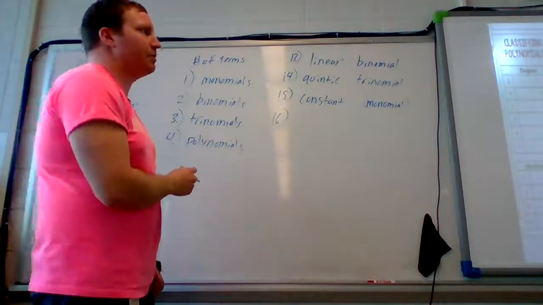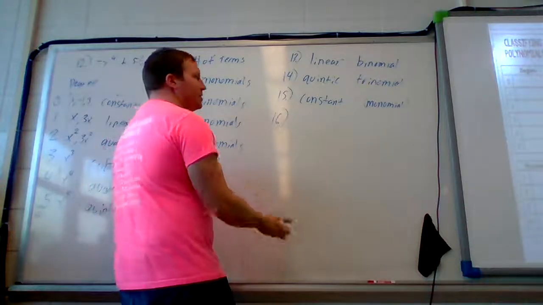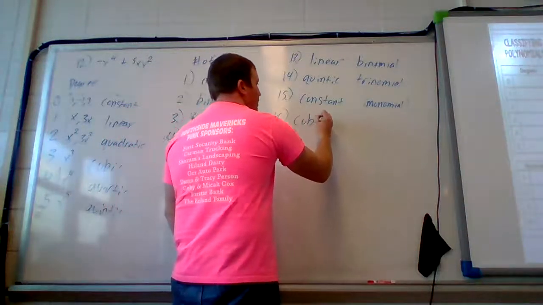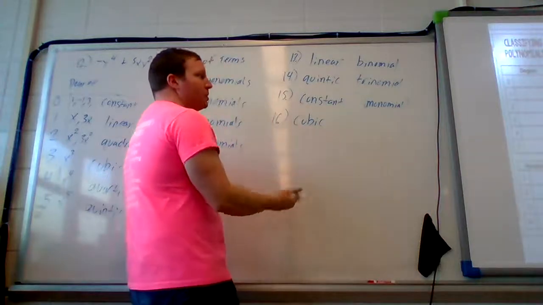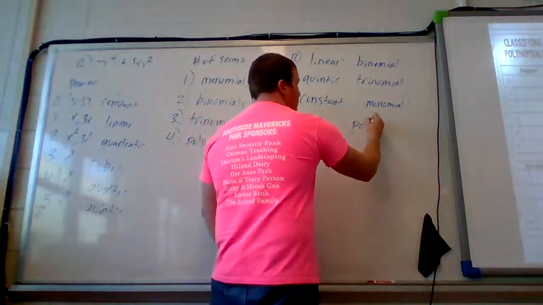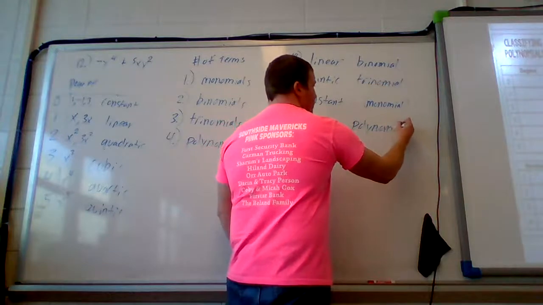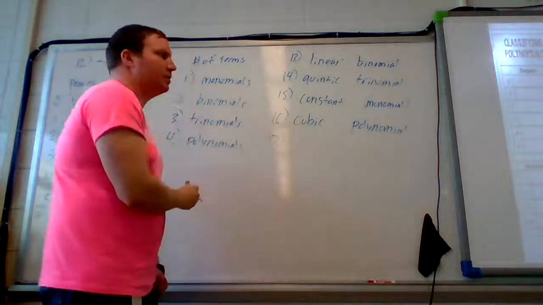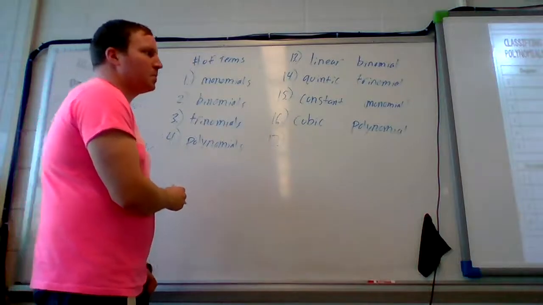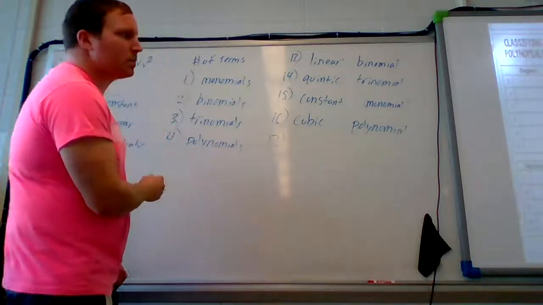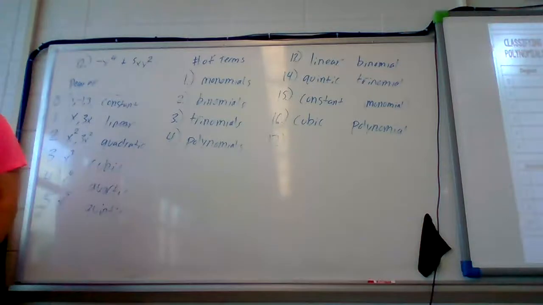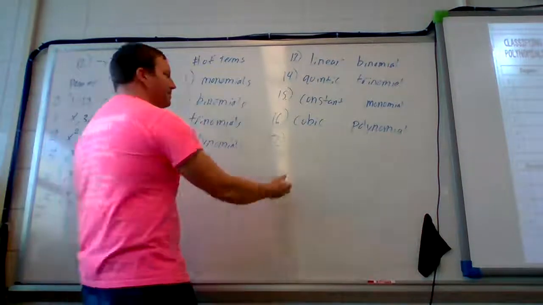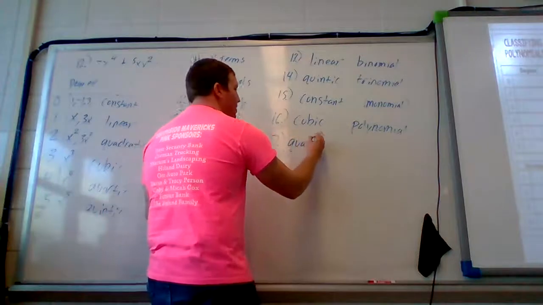Number 16, we got 1/2 x cubed is our biggest. So yes, it's a cubic. And we've got 4 terms, polynomial. 17, it'll be cubic, not tricycle. Quadratic. Quadratic. So we have an x squared, so it's a quadratic.